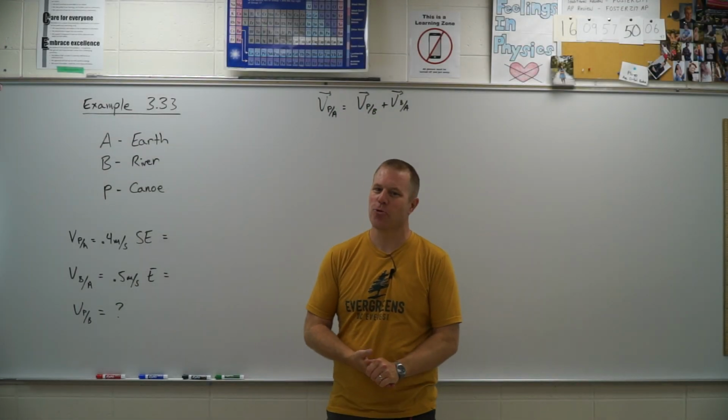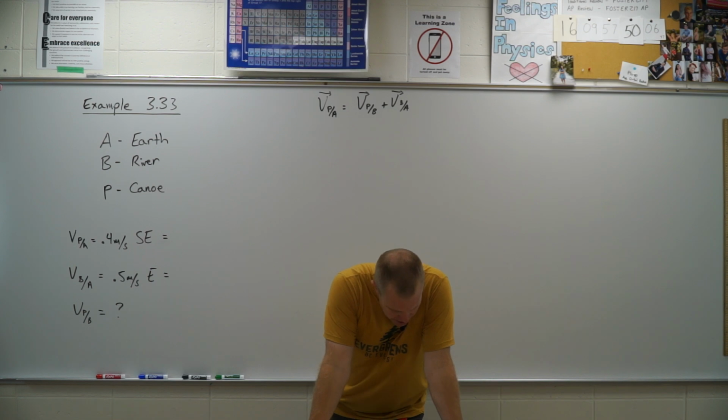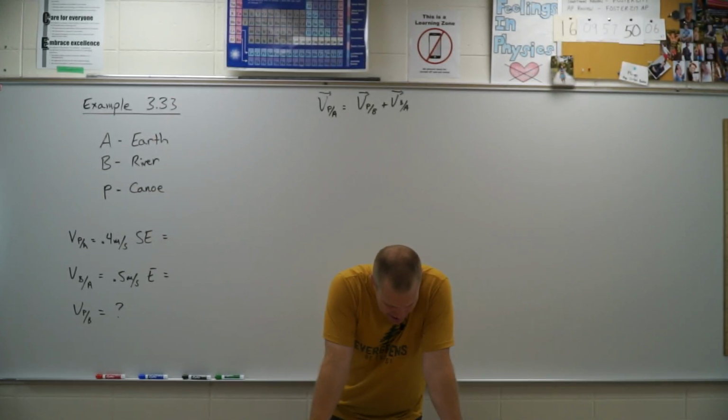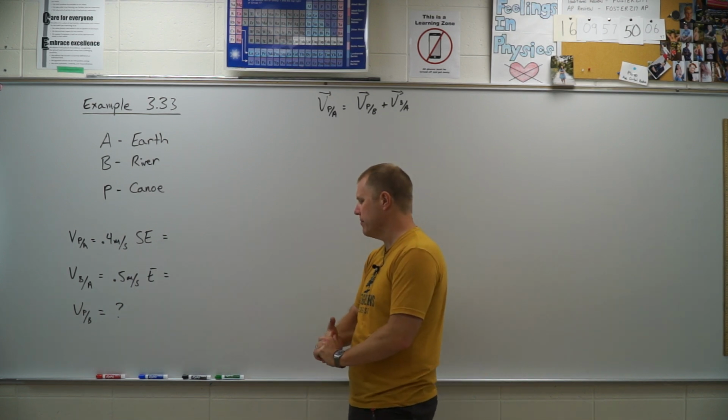Look at example 3.33. It says a canoe has a velocity of 0.4 meters per second southeast relative to the Earth. The canoe is on a river that is flowing at 0.5 meters per second east relative to the Earth. Find the velocity, magnitude, and direction of the canoe relative to the river.